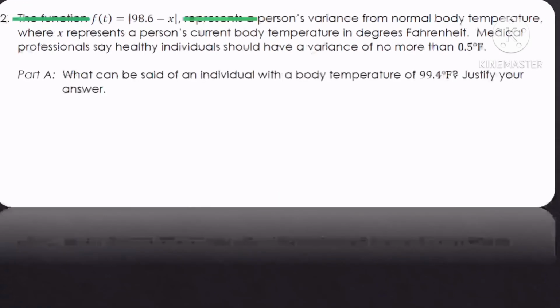Okay. So I've already crossed out a couple things for you. The function represents. So let's just pull that out. So let's just start with, here's our function, okay? This is the person's variance, okay? Well, what is variance? What word does it sound like? It sounds like vary, right? Okay, so how much does our body vary?